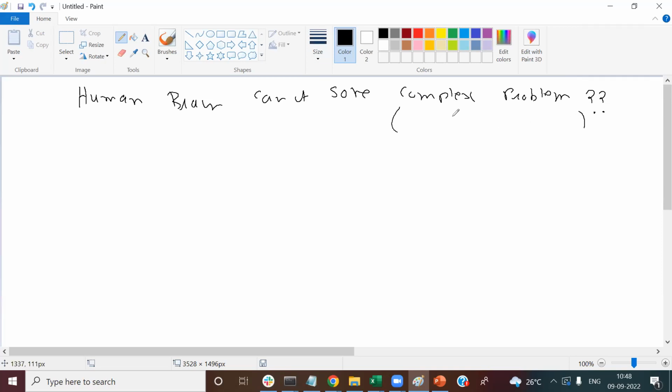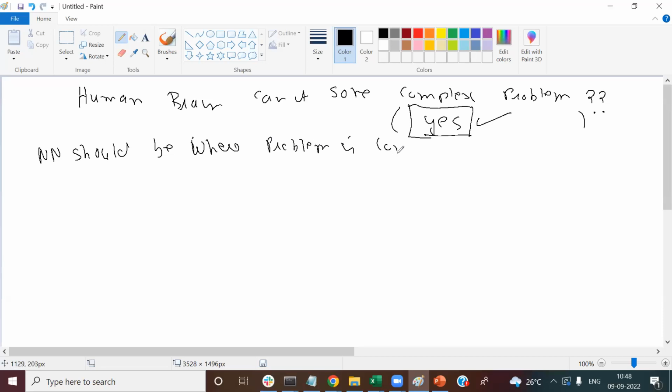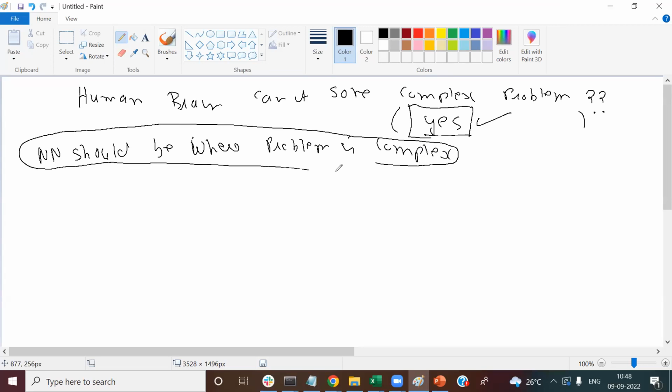Obviously the answer to this question is yes. Arre, this very brain has made the supercomputer. From the supercomputer to NASA's missions, the Mars mission, Jupiter, it is doing anything. So can it solve complex problems? The answer is obviously yes. It can solve complex problems, and that is where neural networks should be used. You can use them anywhere, but they should be used where the problem is complex. See guys, whoever said no, he got confused with something different.